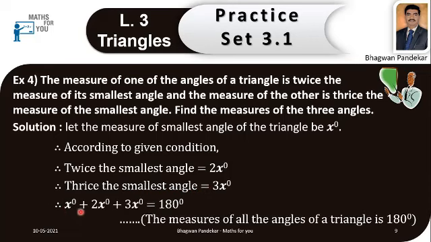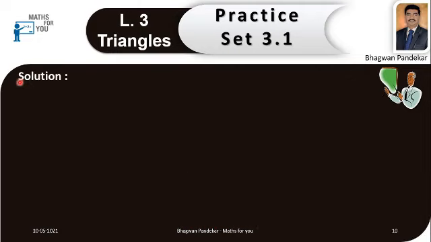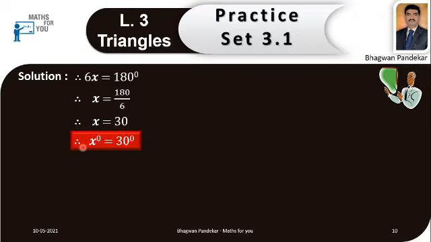Therefore x degrees plus 2x degrees plus 3x degrees is equal to 180 degrees. The reason is the measures of all angles of a triangle add up to 180 degrees. Therefore 6x is equal to 180 degrees. Therefore x is equal to 180 degrees divided by 6. Simplify it, we get the value. Therefore x is equal to 30 degrees. So the final answer is x is equal to 30 degrees.